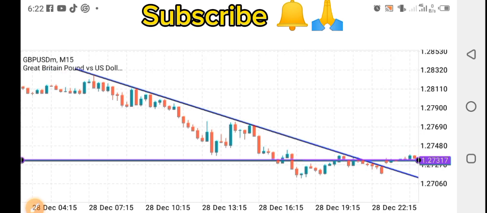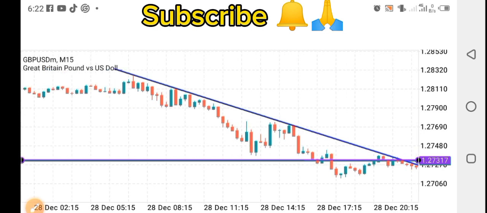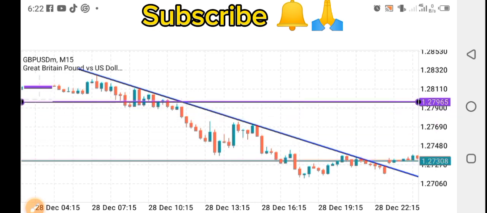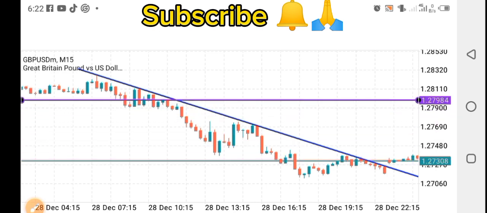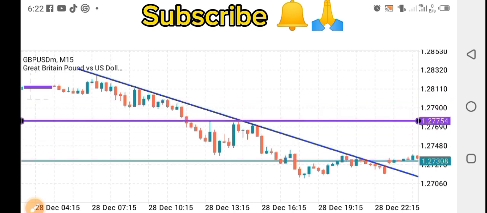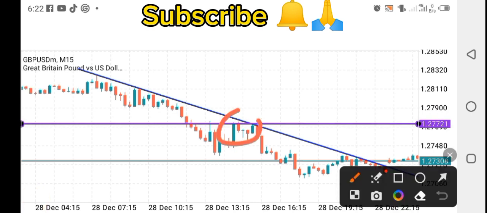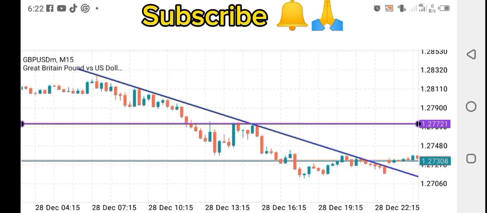So what are you going to do with the horizontal line? I'll show you. If you are in a downtrend, just as what we have here, the lower high that is formed is what you'll be using this horizontal line to gauge. Okay, so this is a lower high right here. You have a lower high right there. That's why I placed the horizontal line there.